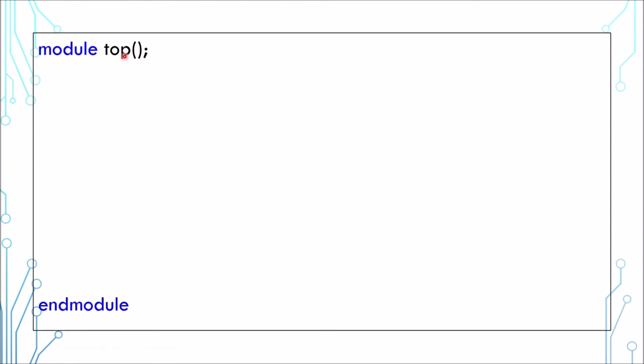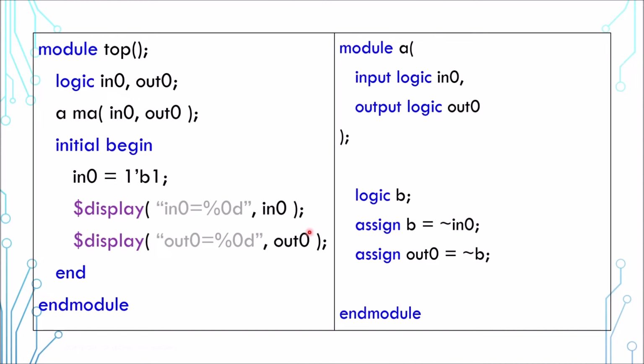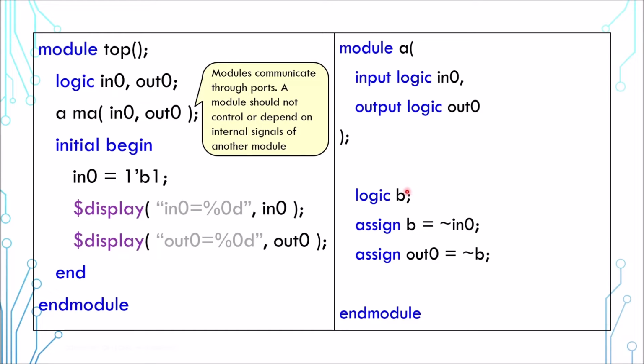This is a module top and this is a module A. It has one input port and one output port and one internal variable. Now in order for top to communicate with A, top has to instantiate A and use logic or wire to connect to it. It can then control and monitor A. However, it should not control or depend on the internal variable B here. Generally, this is how design module should work.